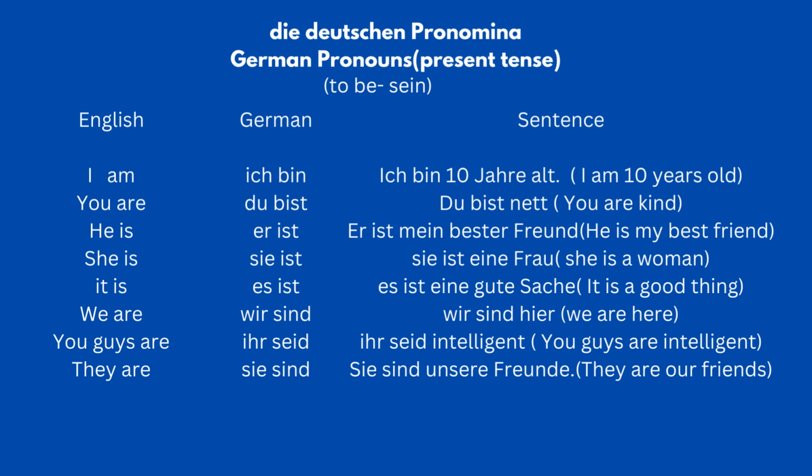So there are some sentences. Ich bin 10 Jahre alt. I am 10 years old. Zehn is 10 in German. Du bist nett, you are kind. Er ist mein bester Freund. He is my best friend. So she is.